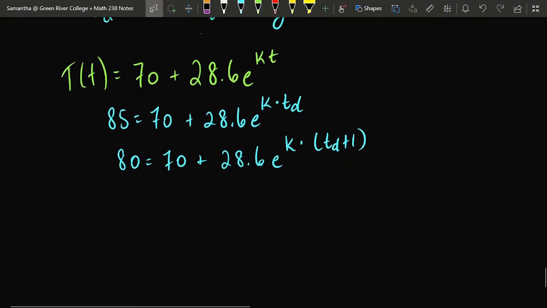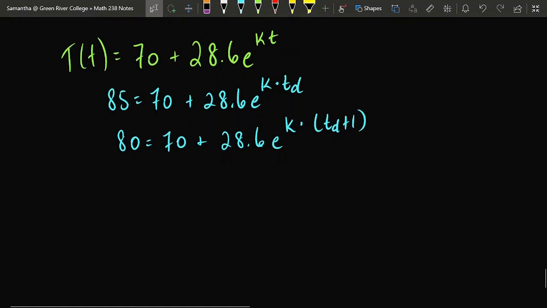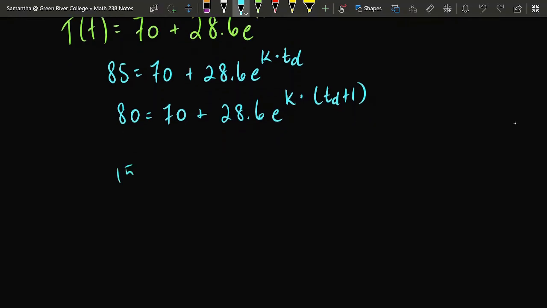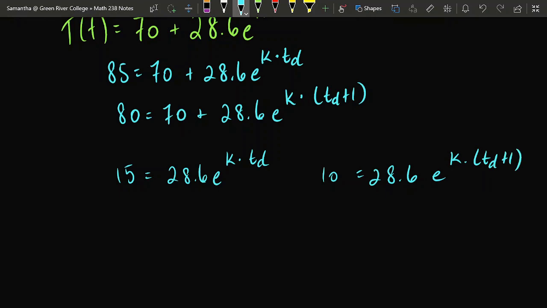So let's go ahead and simplify both of these expressions. For example, by getting 70 out of the way, 15 is equal to 28.6 e to the k times td. 10 is equal to 28.6 e to the k times the time of discovery plus 1 additional hour.